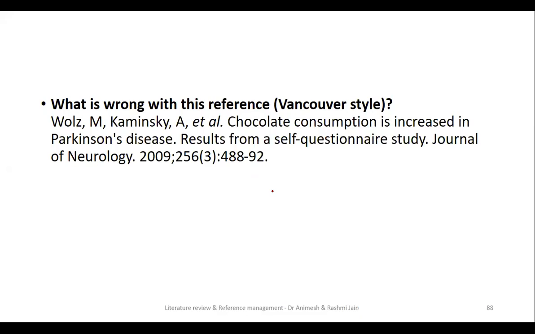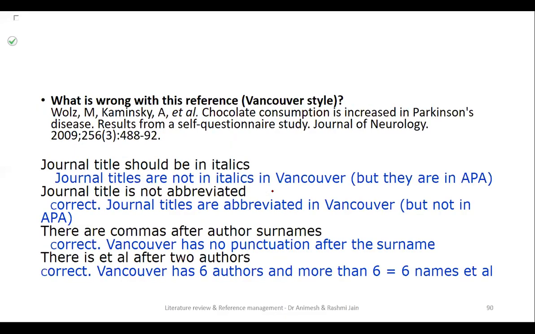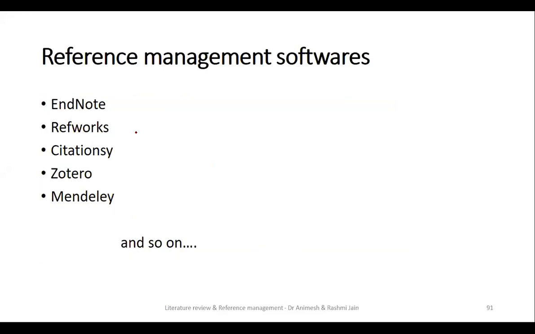So yes, you got it right. See, two authors. Right. Many people will say that journal title should be in italics. In Vancouver, you don't need that. But the journal is not abbreviated. You're right. The journal is not abbreviated correctly. It's completely written out. So you should use the journal abbreviation. Then after the surname itself, there's a comma. That should not be. It should be Wolfs M, then Kaminsky A, then a comma or full stop. So it has to be like that. And again, you need to list all six authors and then et al.